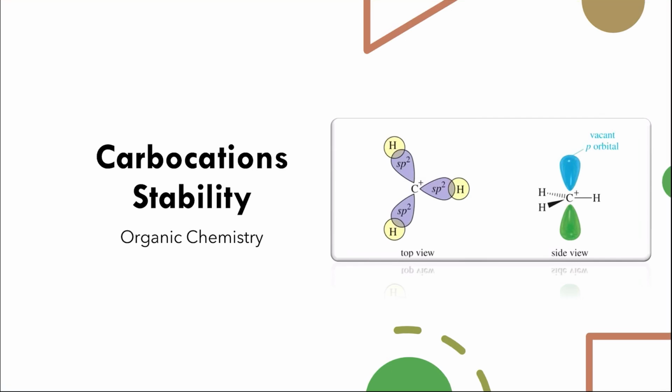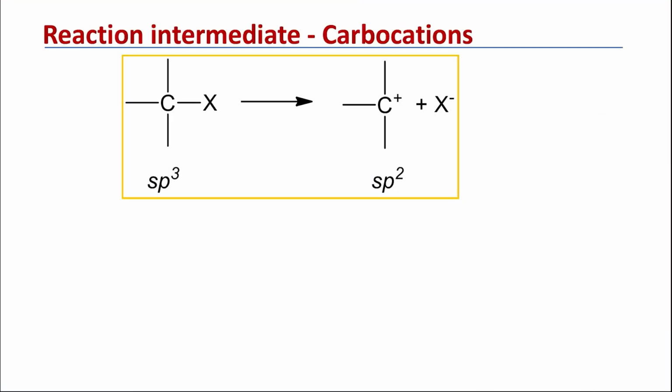Let's talk about carbocations and their stability. Carbocations are one of the reaction intermediates that are generated during a reaction when a carbon loses a group of atoms, or a leaving group, that leaves with the electrons. That will generate an ion with a positive charge on the carbon.